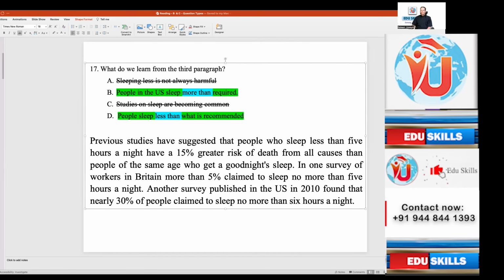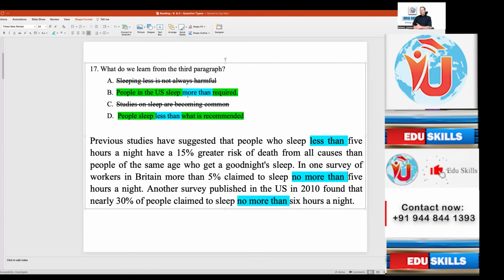Right? And D, yeah. Another survey published in the US in 2010 found that nearly 30% of people claim to sleep no more than 6 hours a night. No more than means what? Less than. And again, if I claim to sleep no more than, it means less. Just to give you the synonymous words. So this is the gist, but easily you can eliminate two. Then go with the two: no more than required and more than required. That's what they want to confuse you.